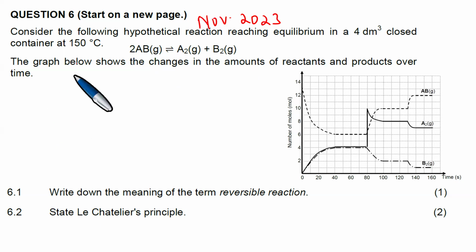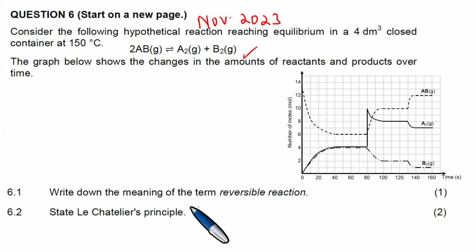The graph below shows the changes in the amount of reactants and products over time. Once the examiner uses the word amount, we're dealing with moles of reactants and products over time. You can see that here the moles decrease, here they increase, here they are constant, and they fluctuate. Okay, good. Let's answer the questions that they brought for the November 2023 students.